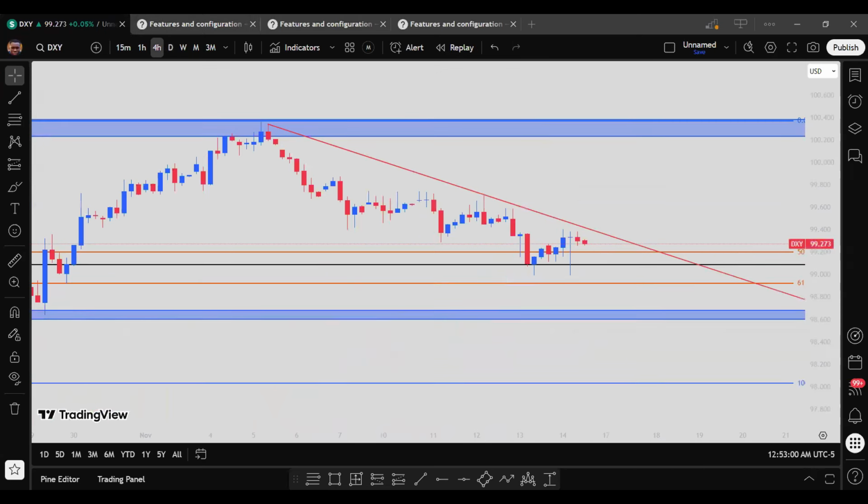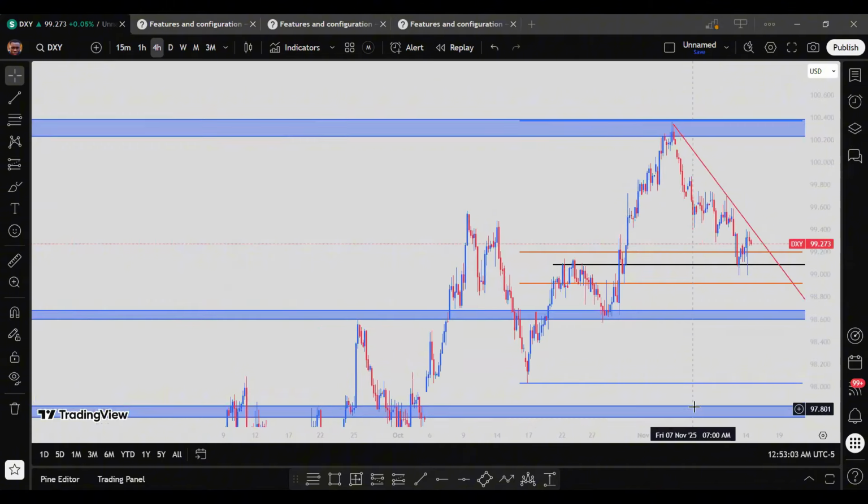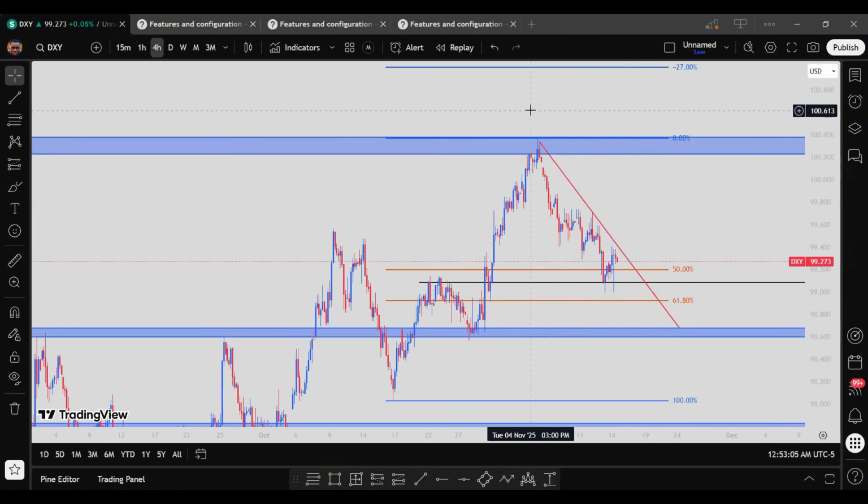So we already got the rejection of this level. Price already respects this level here, so we have a rejection of it from here. And now price has gotten into this level here. This black line was a key level, like a minor level. It got into a trend line, I'm sorry, got into a Fibonacci zone.